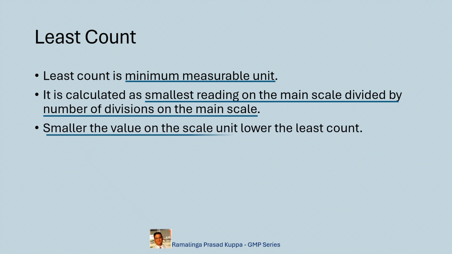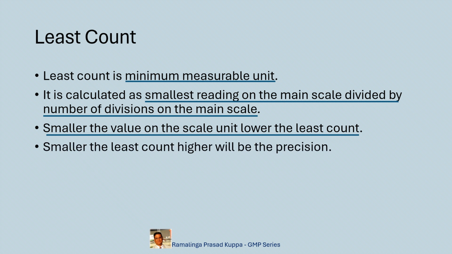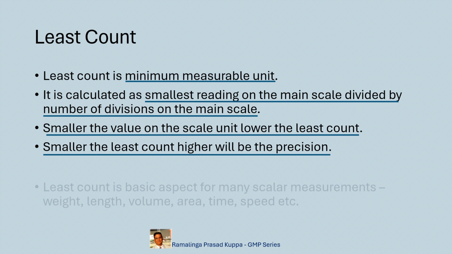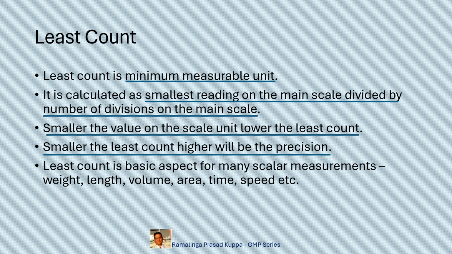Smaller the value on the scale unit, lower the least count. Smaller the least count, higher will be the precision. Obviously, the smaller the least count, the more the precision. Least count is a basic aspect for many scalar measurements: weight, length, volume, area, time, speed, etc. Let us understand this point in detail.